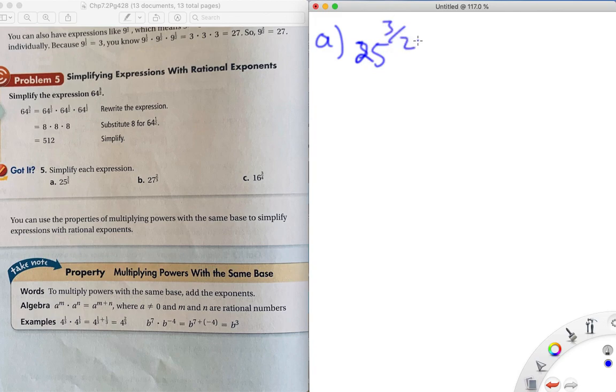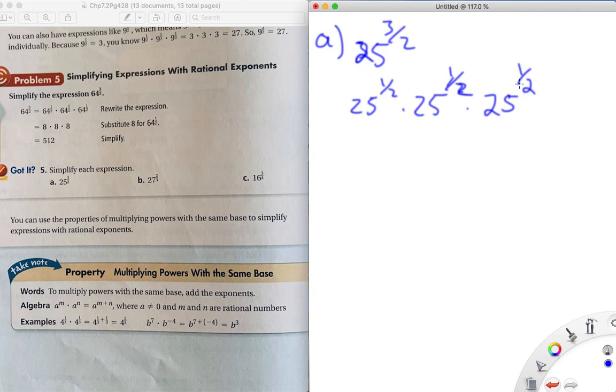So the way that the book attacks this is that it says, okay, I have this 3 at the top, which means that I'm going to multiply something 3 times. So what the book says is, okay, let's multiply 25 to the 1/2 3 times. And then you're probably asking, well, why am I multiplying 25 to the 1/2 3 times?